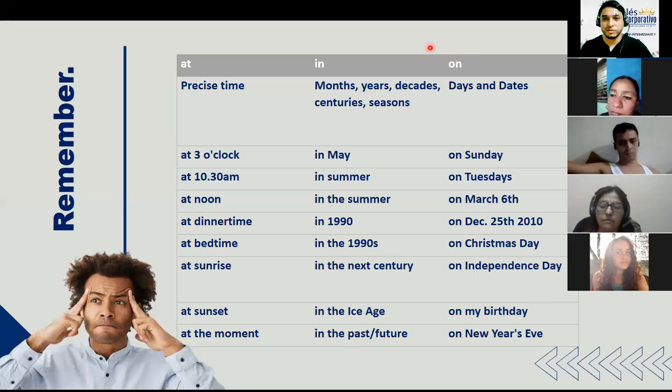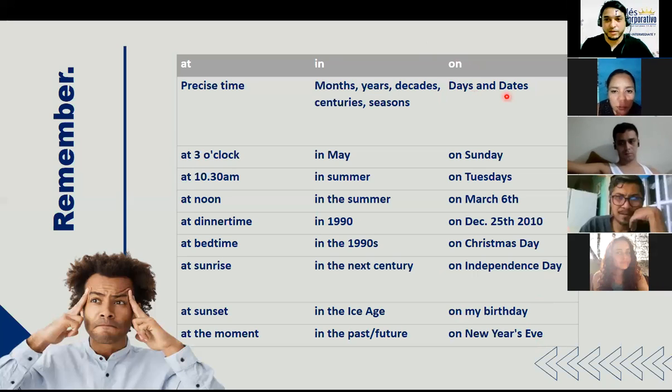En este caso usamos la preposición on para mencionar los días de la semana o una fecha en específica. Okay, is it clear or do you have any questions with this preposition? It's okay. It's clear.